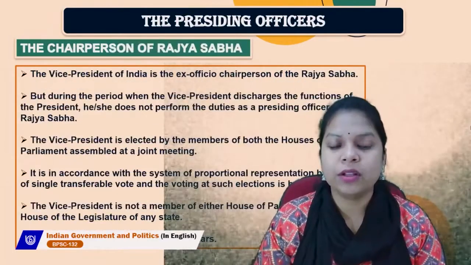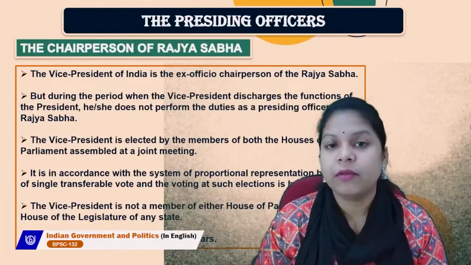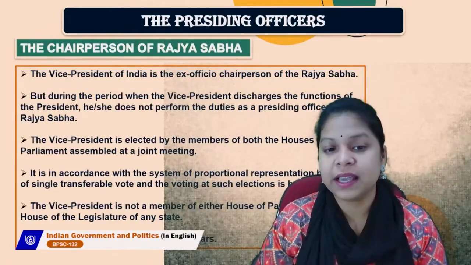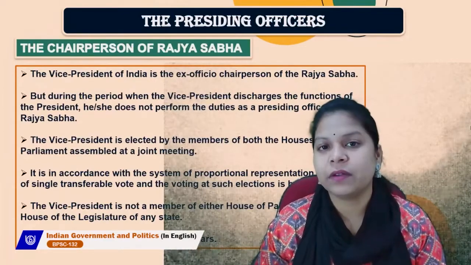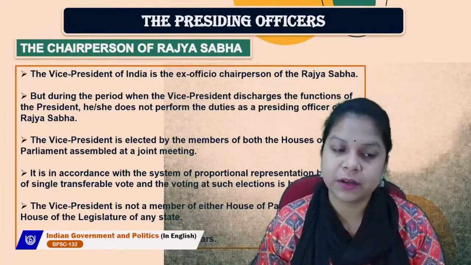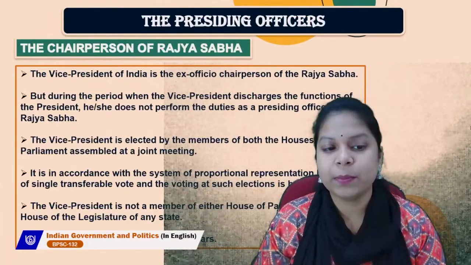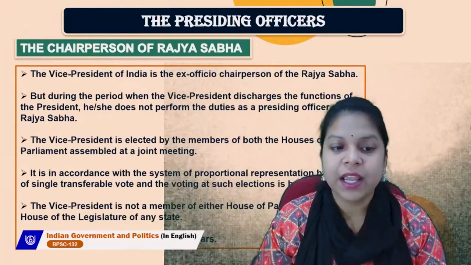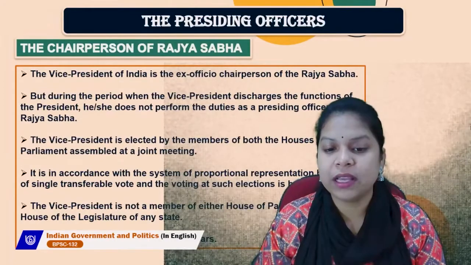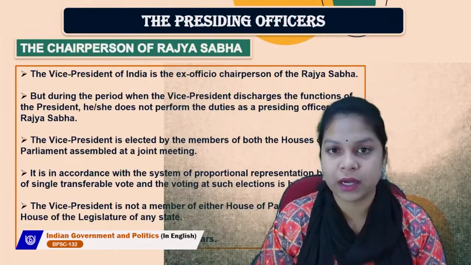Now, let's talk about the Chairperson of the Rajya Sabha. The Vice President of India is the ex officio Chairperson of the Rajya Sabha. So, the Chairperson of Rajya Sabha is the Vice President of India. But during the period when the Vice President discharges the functions of the President, he or she does not perform the duties as a presiding officer of the Rajya Sabha.